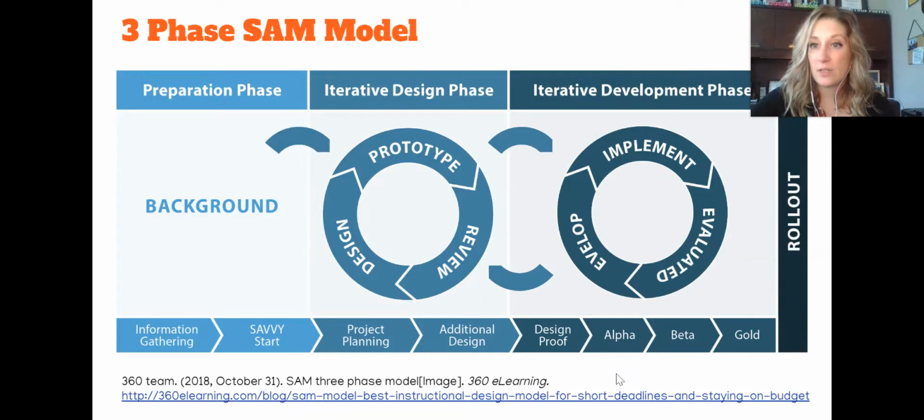The key difference here is if you look at the bottom row of this three-phase SAM model is that there's an alpha, a beta, and a gold. That's a fancy way of saying different groups that you roll out your design, your developed prototype out to. And ultimately, by rolling it out to those different phases, you gather feedback from each phase where you can iteratively go through and improve and tweak that design again. So that's the 2 and 3 phase SAM model in a nutshell.